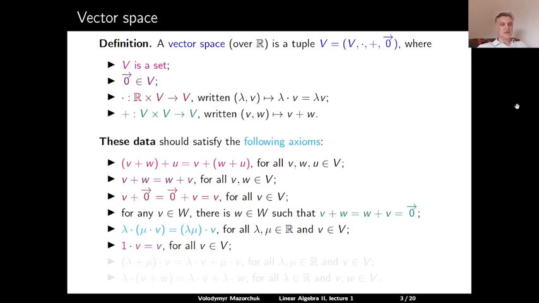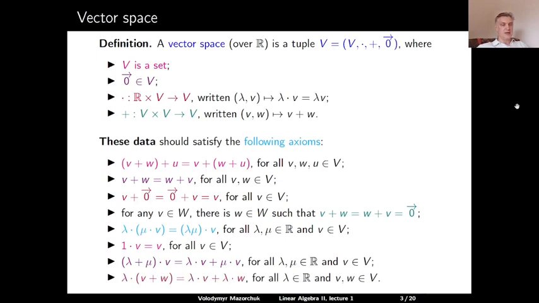And the last 2 axioms tell us something about distributivity. So the penultimate axiom says that for any real numbers lambda and mu and any v in V, lambda plus mu multiplied with v should be equal to lambda multiplied with v plus mu multiplied with v. And the last axiom says that for any real number lambda and for any elements v and w in V, lambda multiplied with the sum of v plus w should give us lambda times v plus lambda times w.